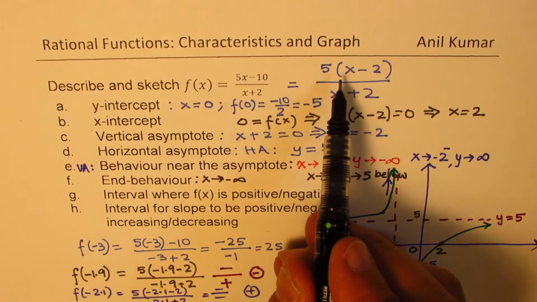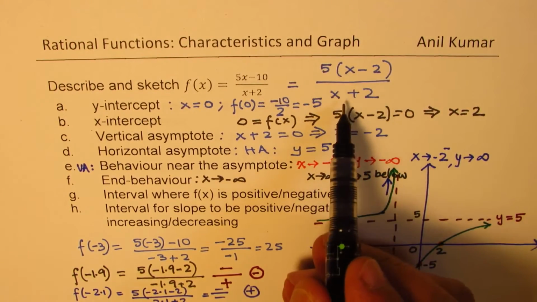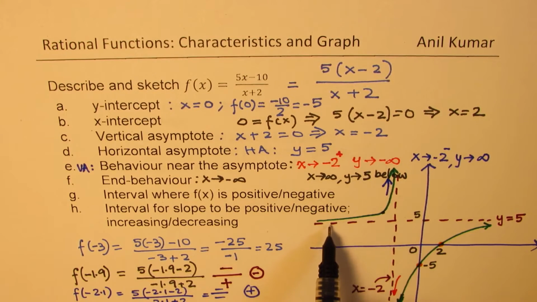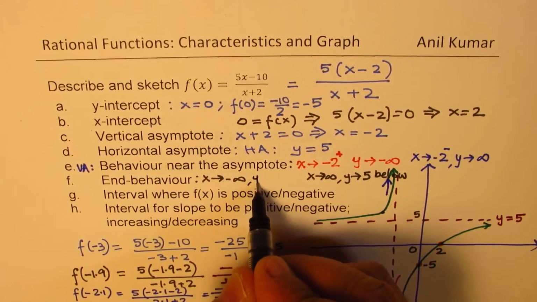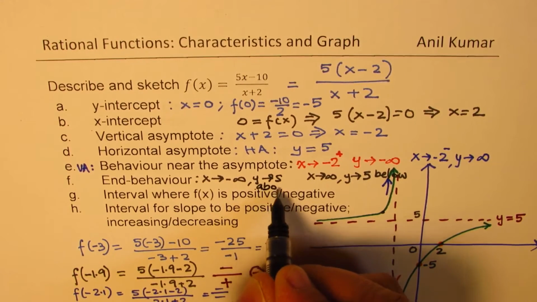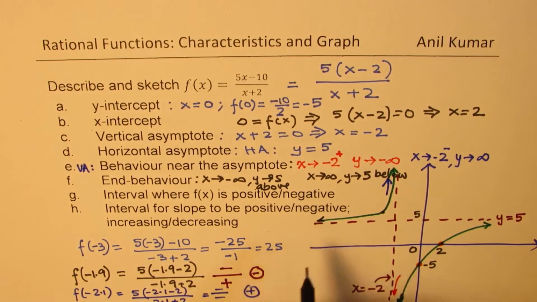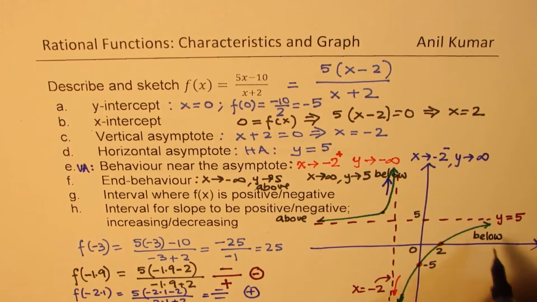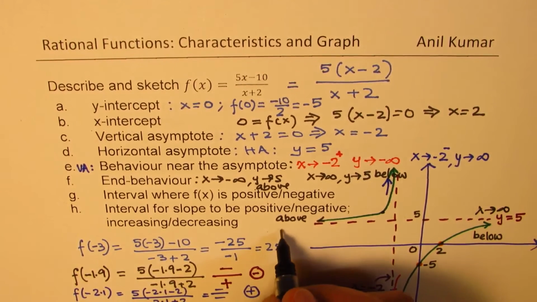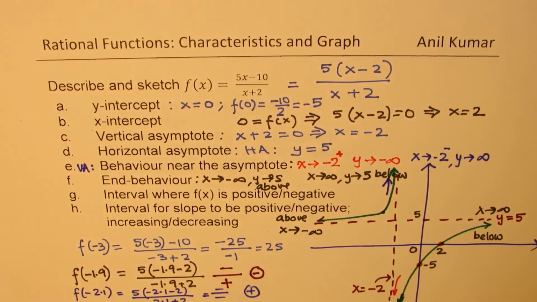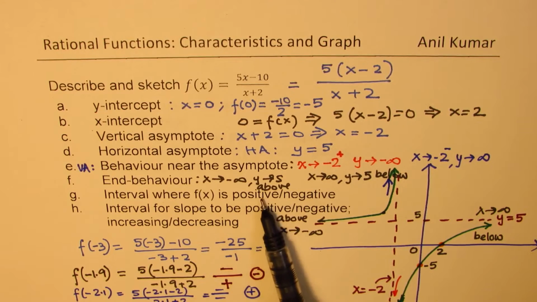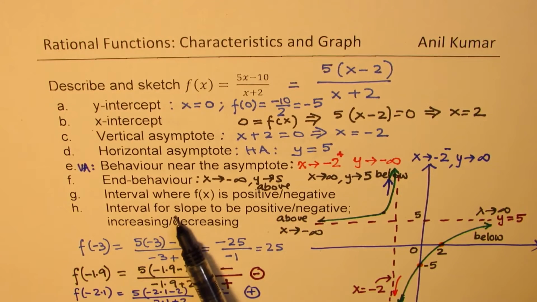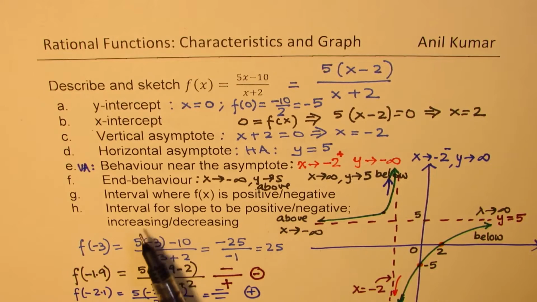But when I substitute negative 1000, the numerator is bigger than the denominator, so the value is slightly higher than 5. So in this case y approaches 5 from above. So this is approaching from above and this is approaching from below. When x approaches positive infinity, it is from below, and when x approaches negative infinity, it is from above. So I hope this is absolutely clear. Now, let's talk about the interval where the function is positive or negative, and the interval for the slope to be positive or negative, or increasing and decreasing.